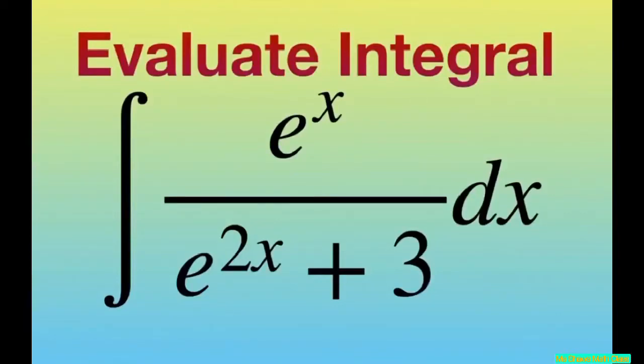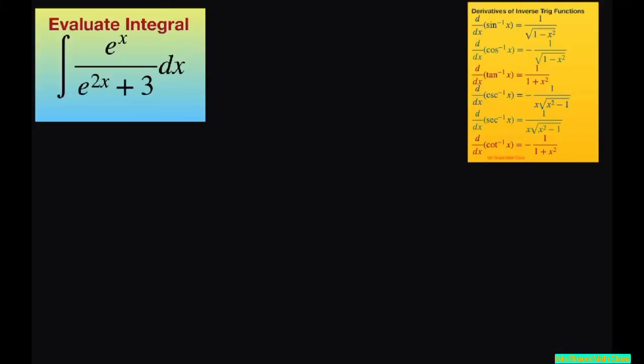We're going to evaluate the integral of e to the power of x divided by e to the power of 2x plus 3 dx. Before we get started, let's rewrite this with e to the x as e to the power of x squared plus 3 dx. We're going to use substitution twice.